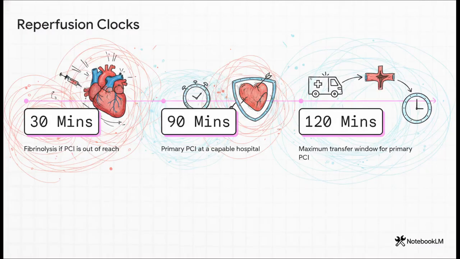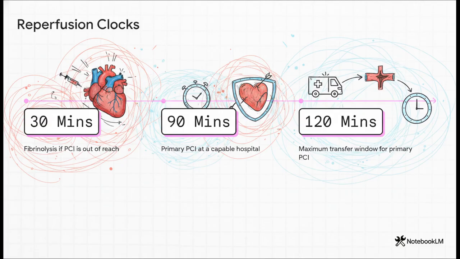I want to aggressively drill these time-is-muscle clocks into your head. If you're at a capable hospital, your goal is a primary PCI within 90 minutes of first medical contact. If you need to transfer them, your absolute maximum window is 120 minutes. If PCI is completely out of reach, you must administer fibrinolytics within 30 minutes. Never, ever let the debate over the method delay the time to reperfusion.